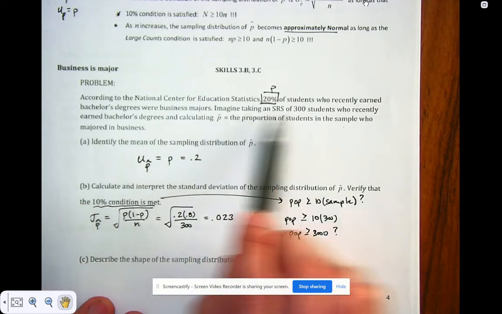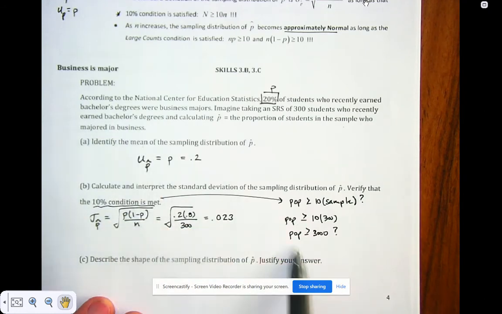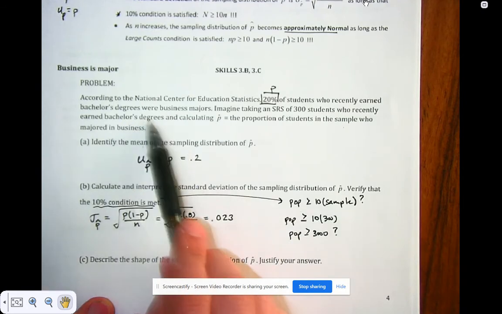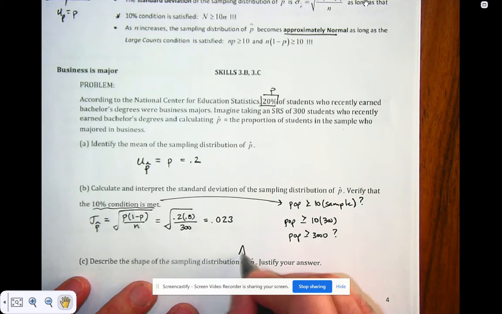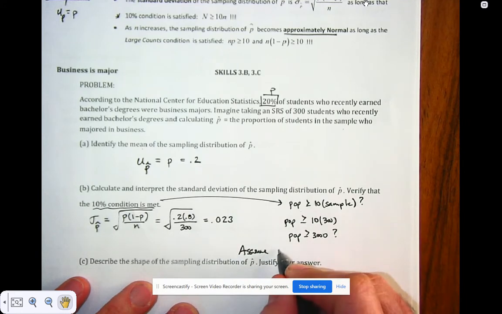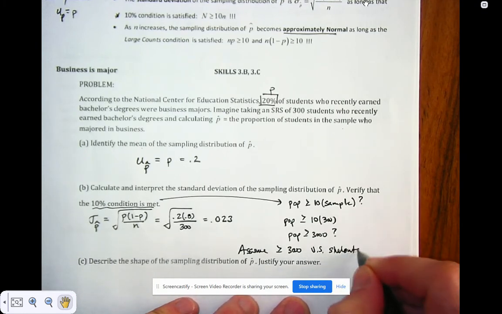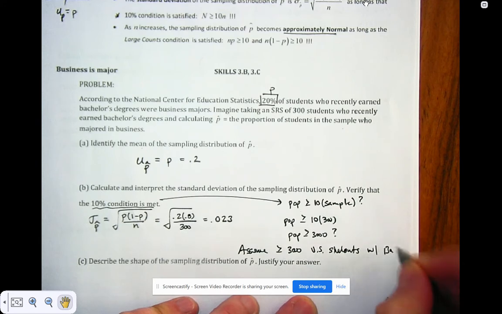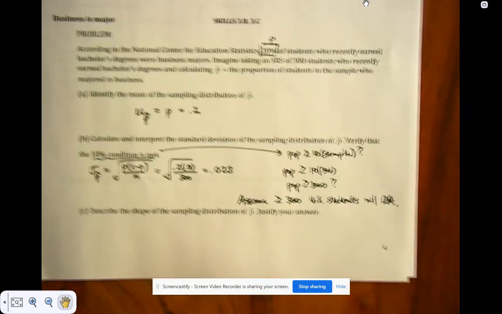It says students who recently earned bachelor's degrees. Do you think that the population of all students in the United States who earned bachelor's degrees is bigger than 3,000? Yes. So you can just say, assume that there are greater than or equal to 3,000 U.S. students with a BA. So you just write that. Yes, I can assume that the population is bigger than 3,000. Okay, cool.